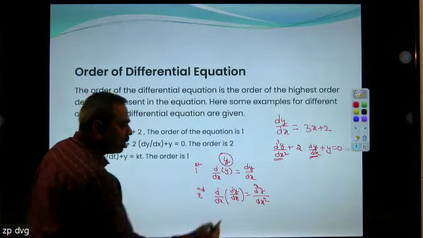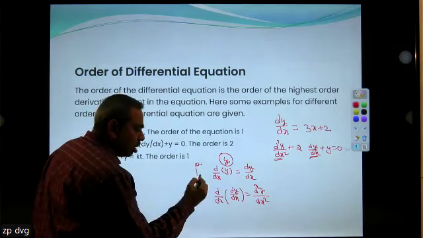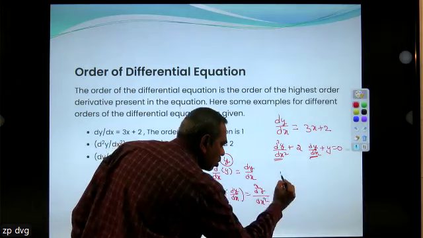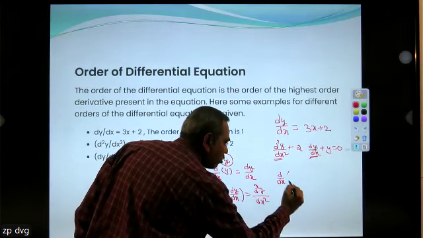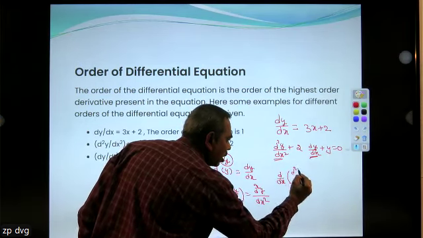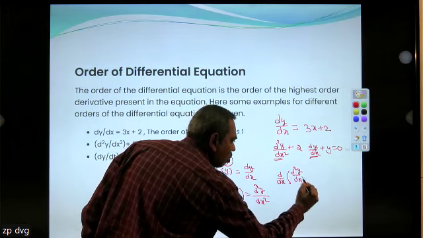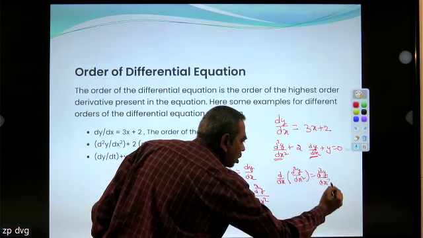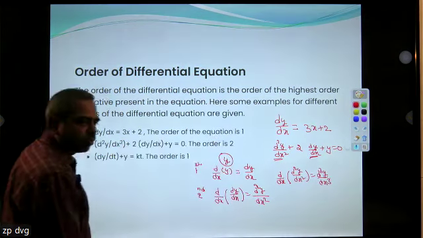Now tell me here, this is the first derivative. This is called the second derivative. If you want to differentiate once again, it is d by dx of this d square y by dx square. So what does it become? It becomes d cube y by dx cube. So it is called the third order derivative.